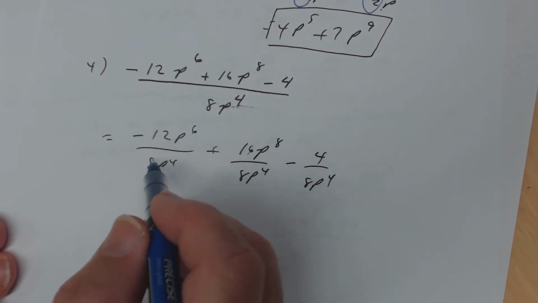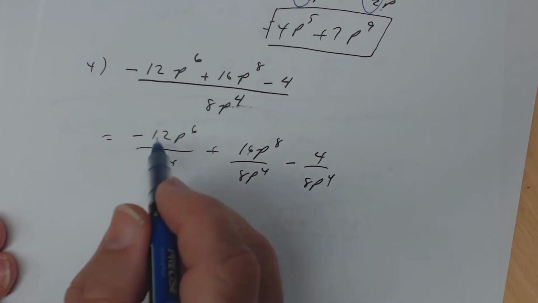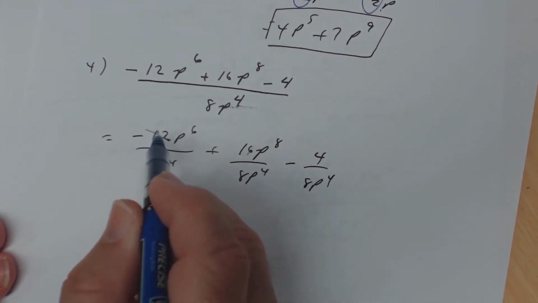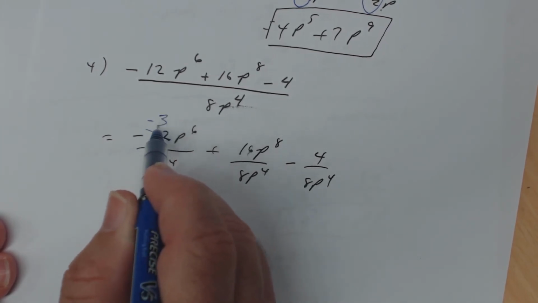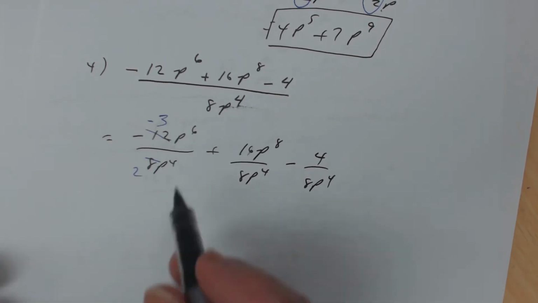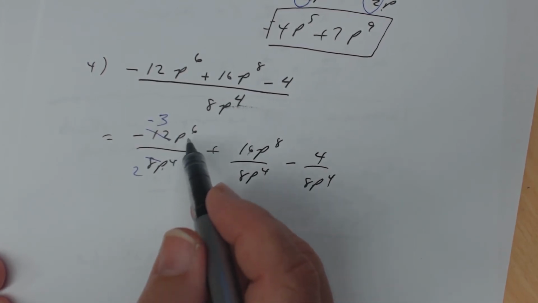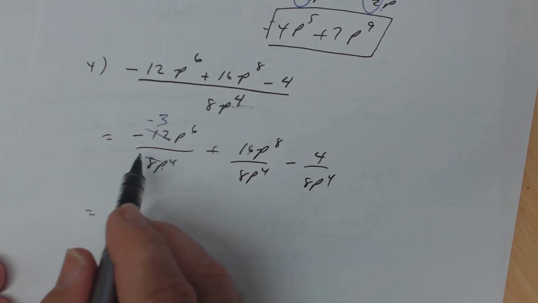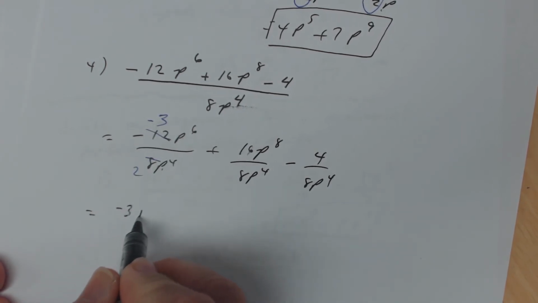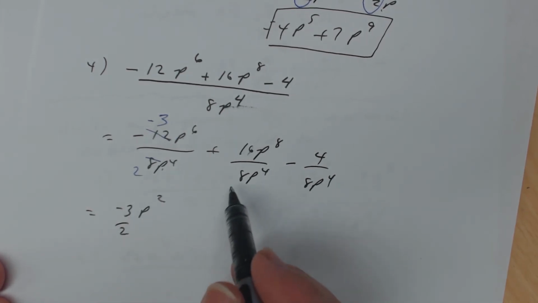And so you're going to notice that 4 goes into both 8 and negative 12. So that's going to be a negative 3, and that's going to be a 2. Okay? And then here, mentally, 6 minus 4 is 2, so p to the 6th divided by p to the 4th is p squared. So this is what you're going to get. You're going to get negative 3 halves p to the 2nd power.